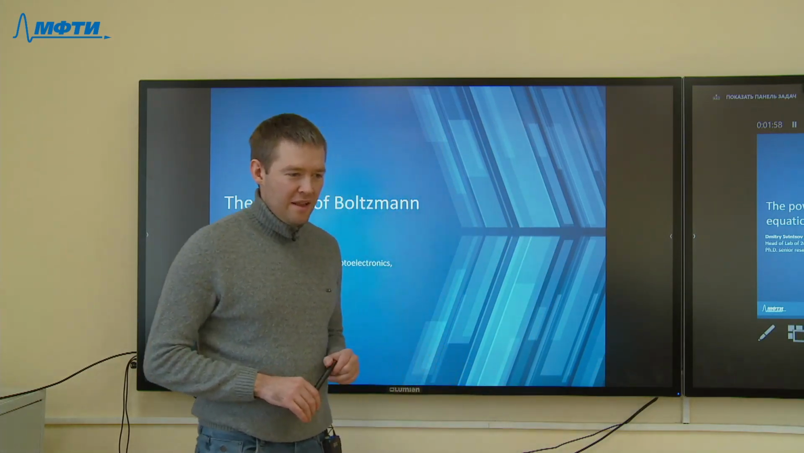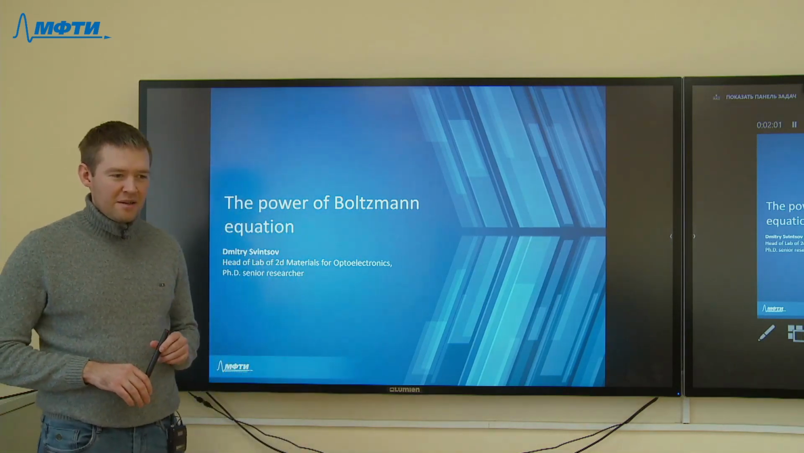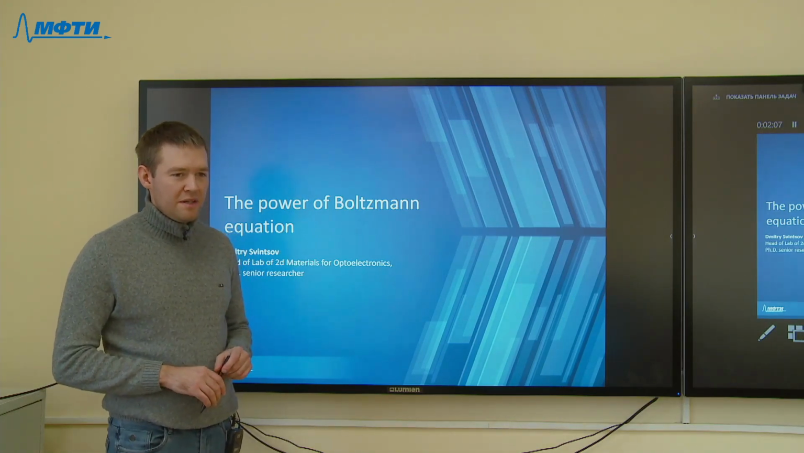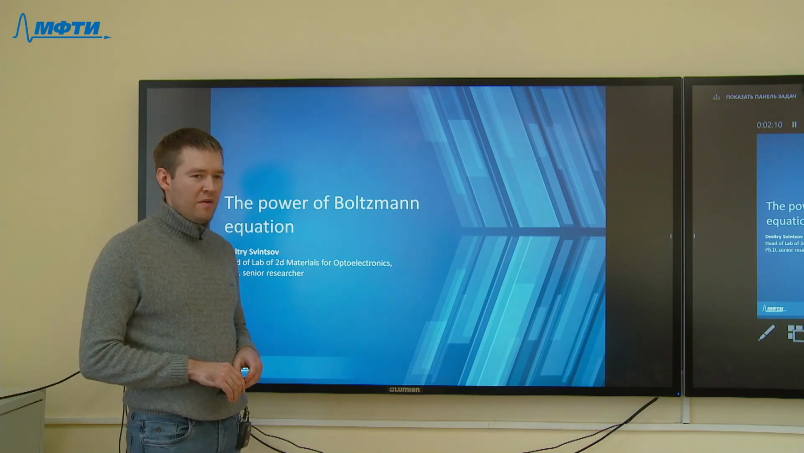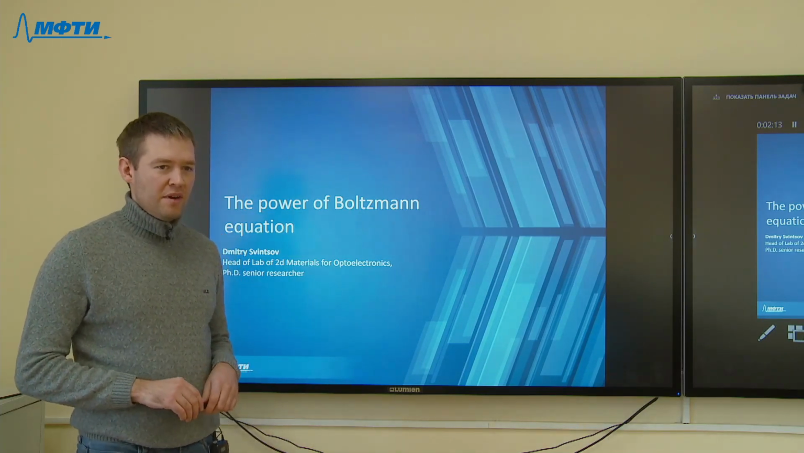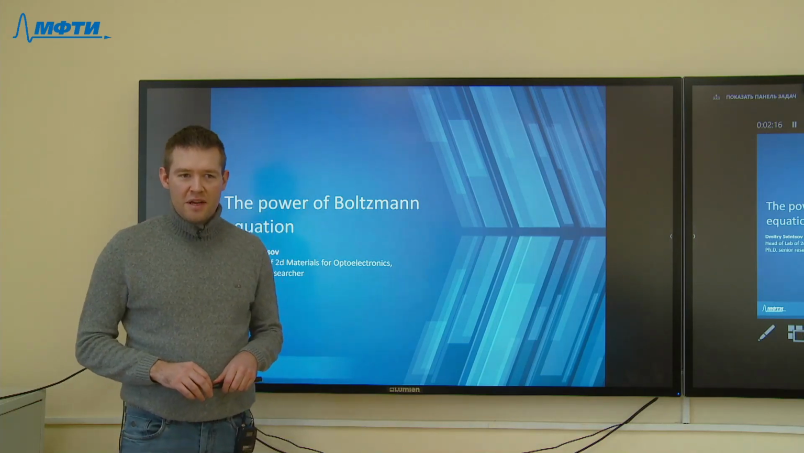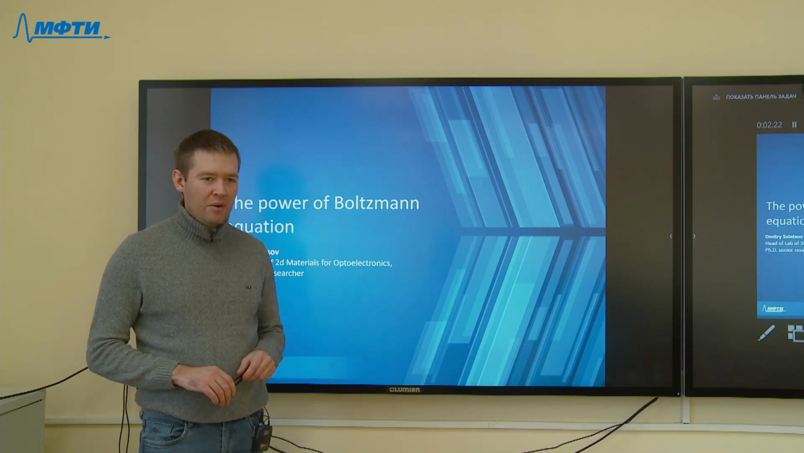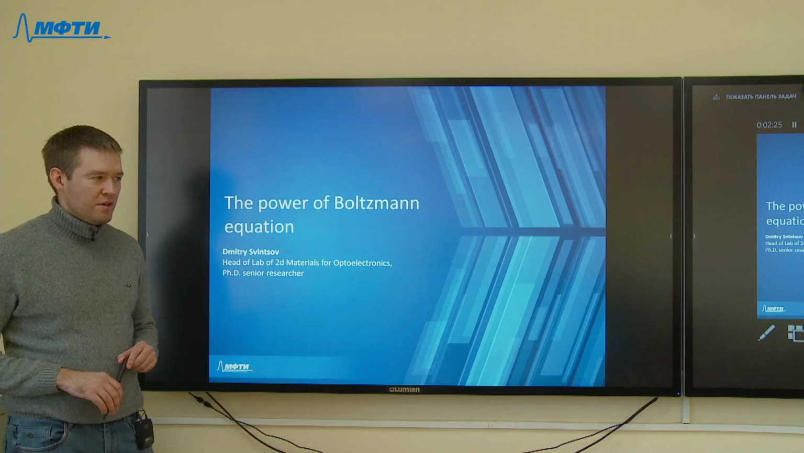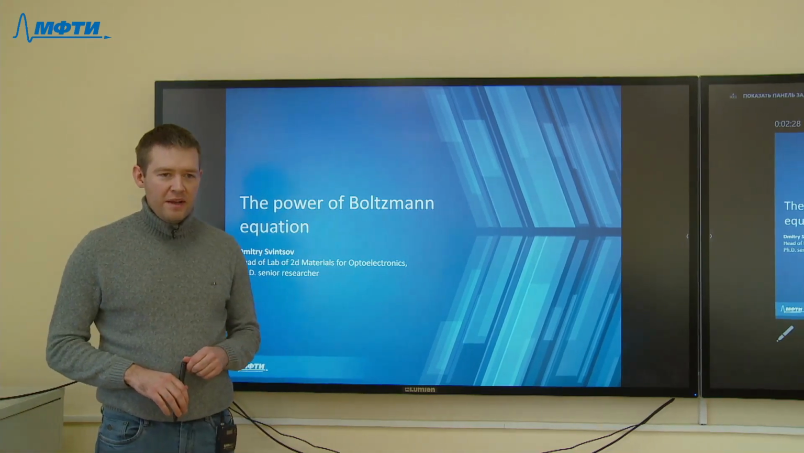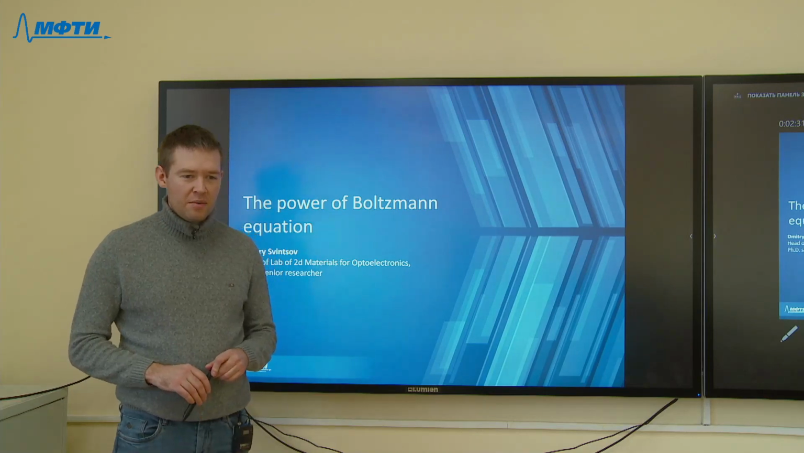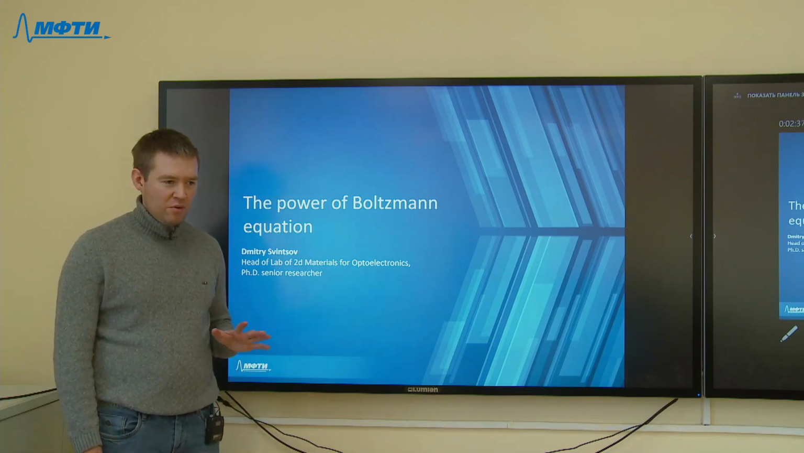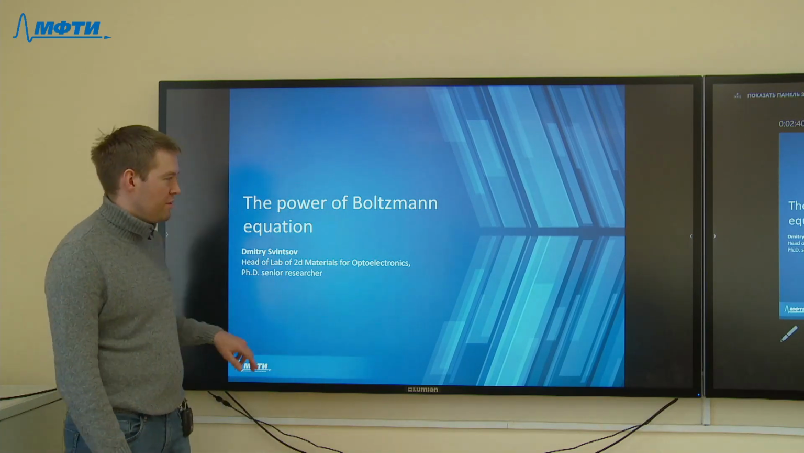But today the lecture is called The Power of Boltzmann Equation. I actually would like to show its power not only to cover the electrical conductivity, but also some other phenomena, because the course of semiconductor physics is actually about the conductivity of semiconductors, but not only about it. And some other phenomena like diffusion and thermoelectricity can be also addressed with the kinetic equation. I hope today it would be more understandable than previous times, and I hope to hear some questions from you.